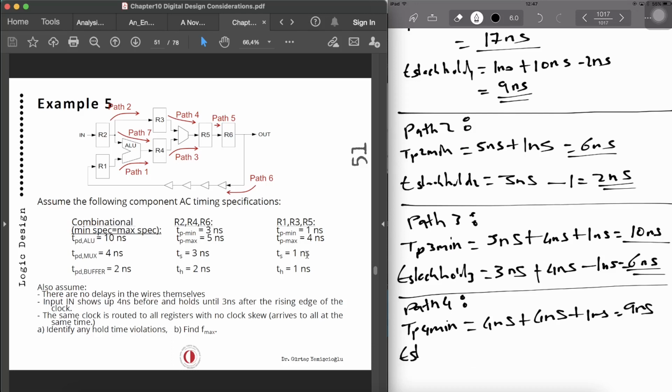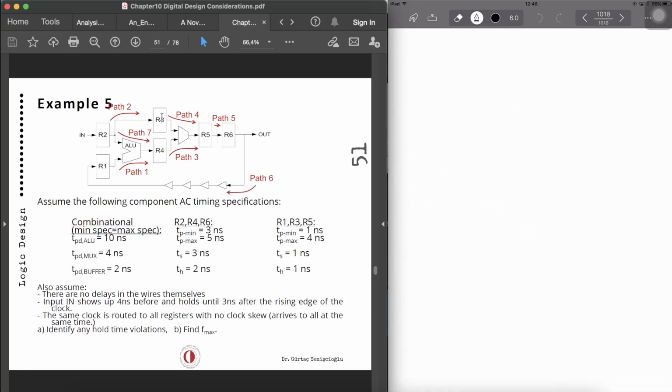Now, T slack hold 4: the min of R3, 1 nanosecond, plus 4 nanoseconds propagation, minus hold time of R5, which is 1 nanosecond. So this is going to be 5 minus 1, 4 nanoseconds. So we have got path 4. And path 5, TP5 min.